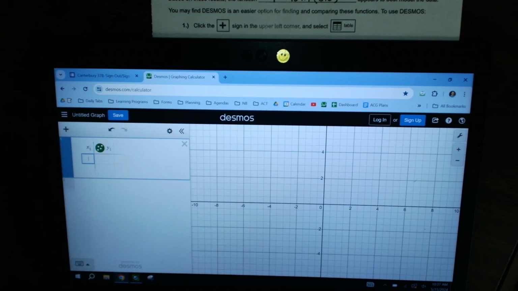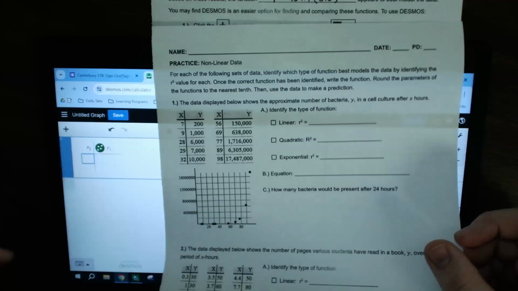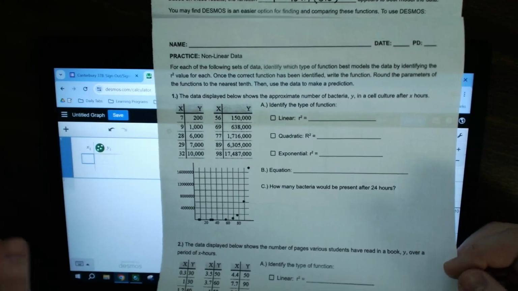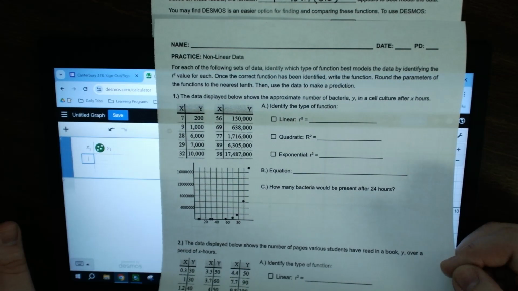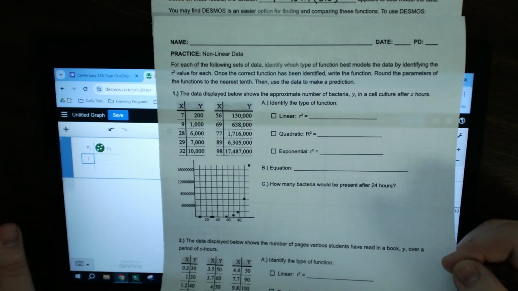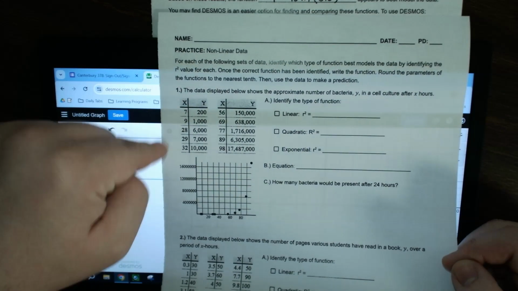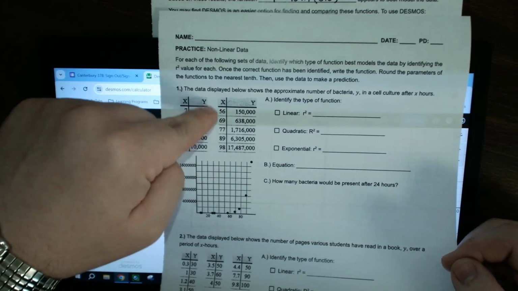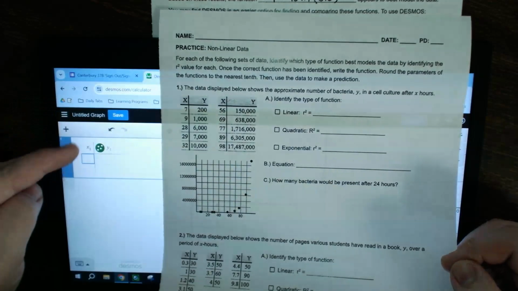And then let me give you a new sheet of paper so that we can work with a little more data. On this new sheet, I've got a set of data for number 1. It shows the number of bacteria in a cell culture after X hours. We're going to type these X's, all of them, the 7 through 32 and the 56 through 98, in X1.